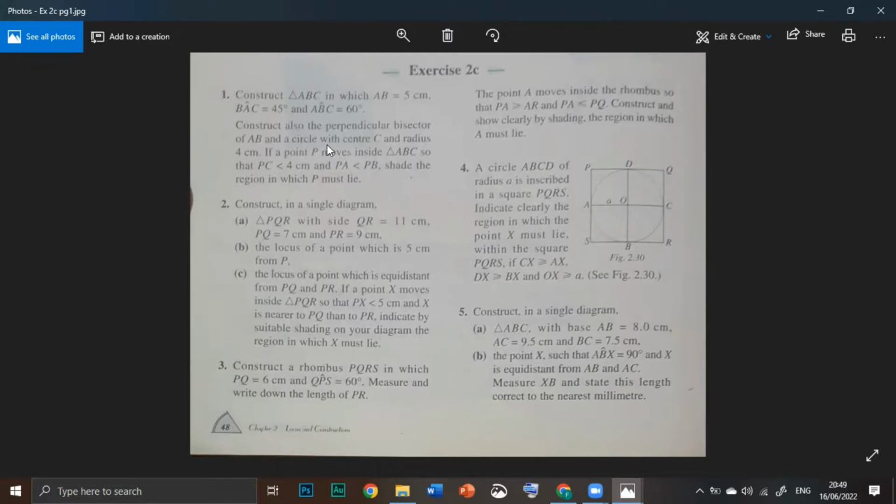and a circle with center C and radius 4 centimeters. If a point P moves inside the triangle ABC so that PC is less than 4 centimeters and PA is less than PB, shade the region in which P must lie.